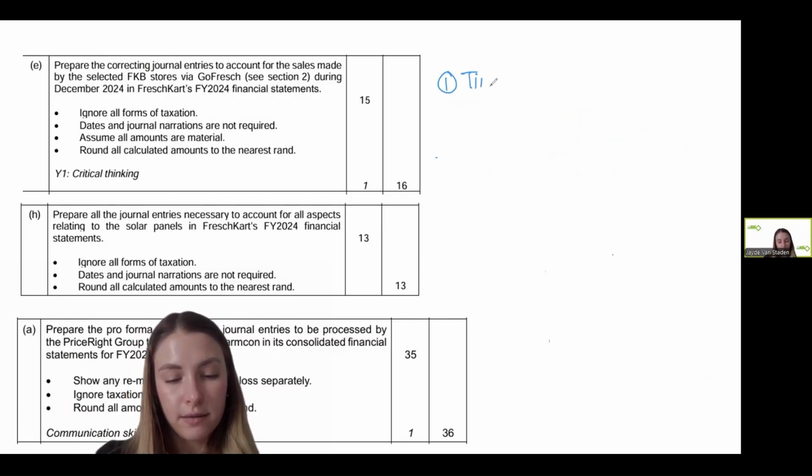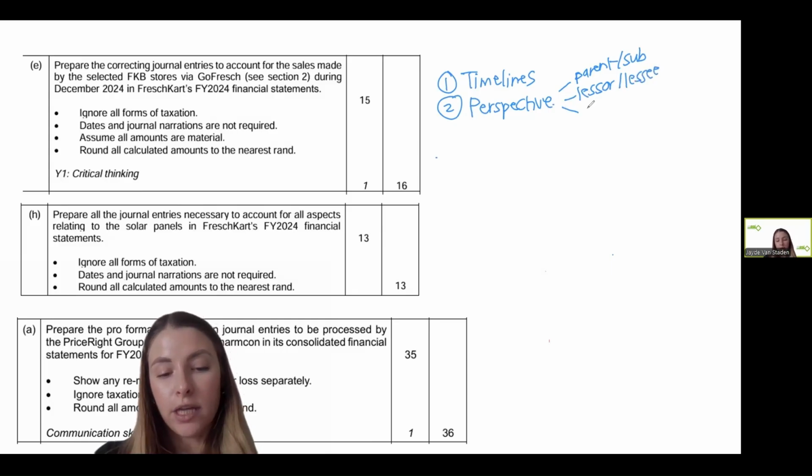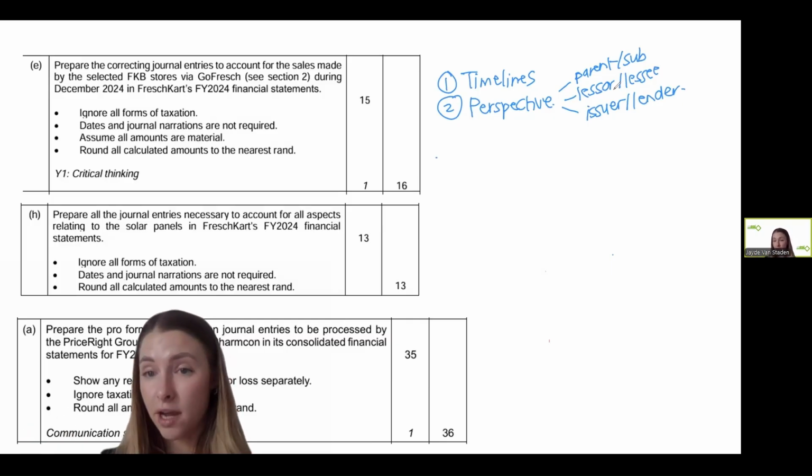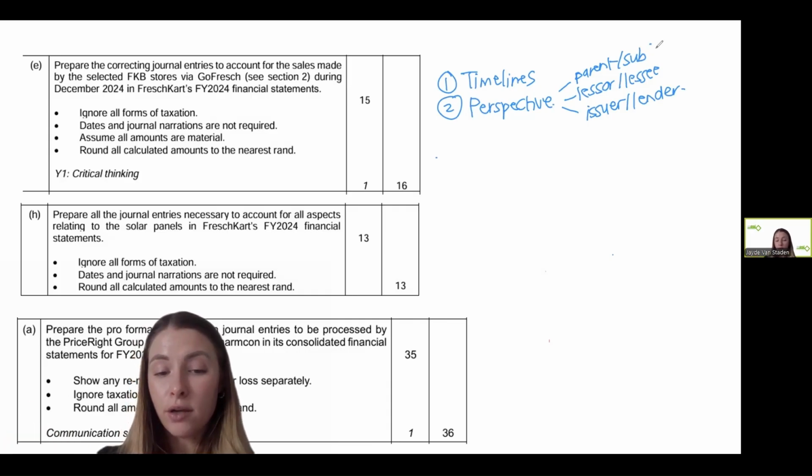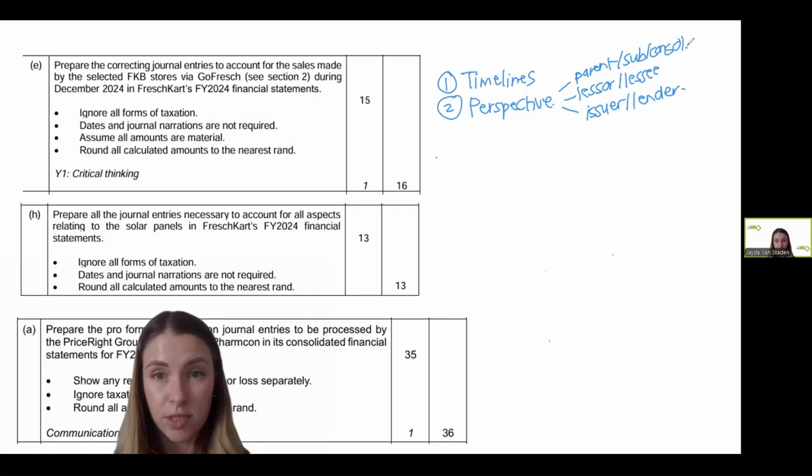So one of those things is timelines. Another one of those things is perspective. Okay, so you want to know, am I looking at it from the parent or the sub? Am I looking at it from the lessor or the lessee? Am I looking at it from the issuer or the lender? Because the perspective is going to change your answer quite substantially. We know, for example, that lessor accounting, very different to lessee accounting. Okay, even with a parent or a sub, could also be looking at it from a consolidated perspective.